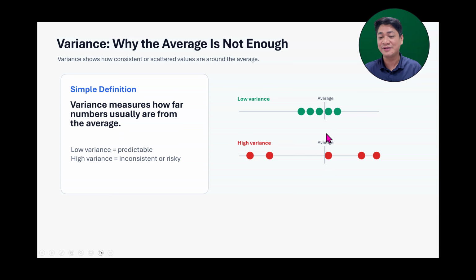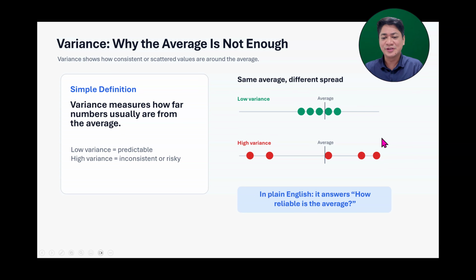Take note, they're sharing the same number as the average, but the first one is more consistent while the second one has the same average but is a little bit more inconsistent when it comes to its performance or whatever it's trying to measure. So they have the same average, but different spread. The idea is that it answers how reliable the average is, because you don't just trust the average.